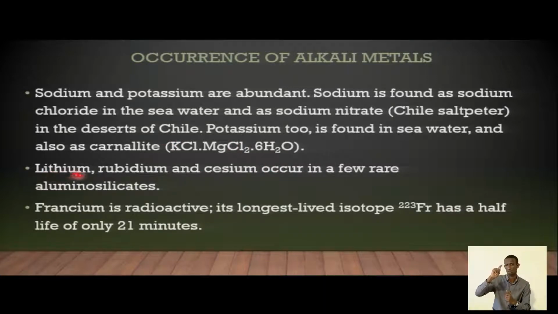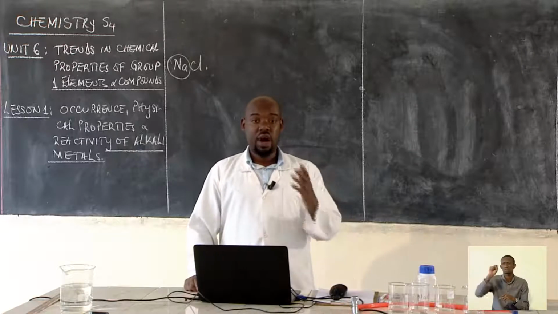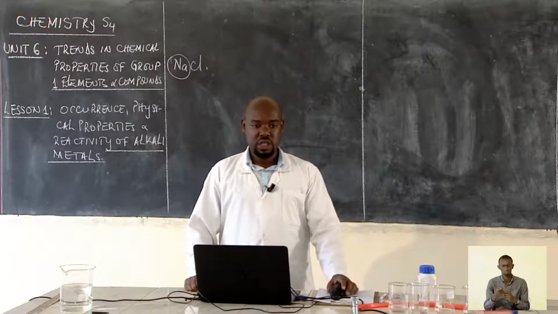Where do we find lithium? Lithium, rubidium, and cesium occur in a few rare aluminosilicates. Aluminosilicates are compounds containing aluminium, silicon, and oxygen. Those are the main elements we find in aluminosilicates.